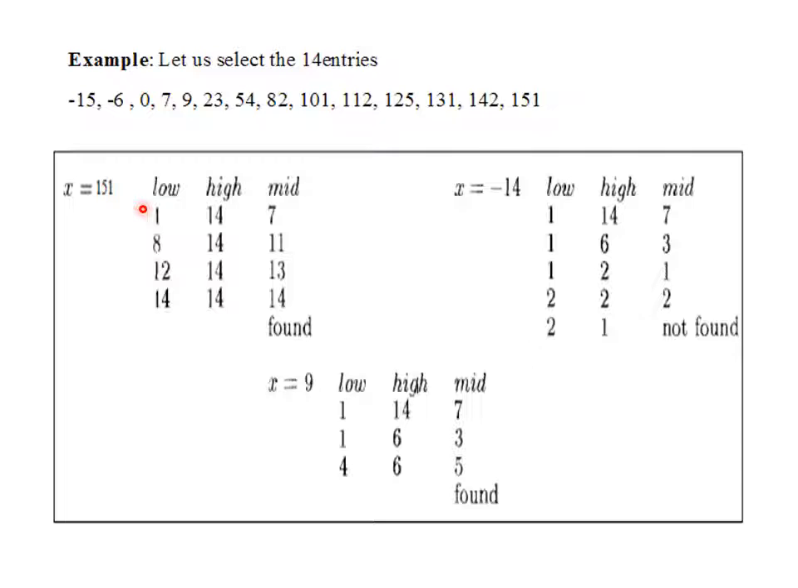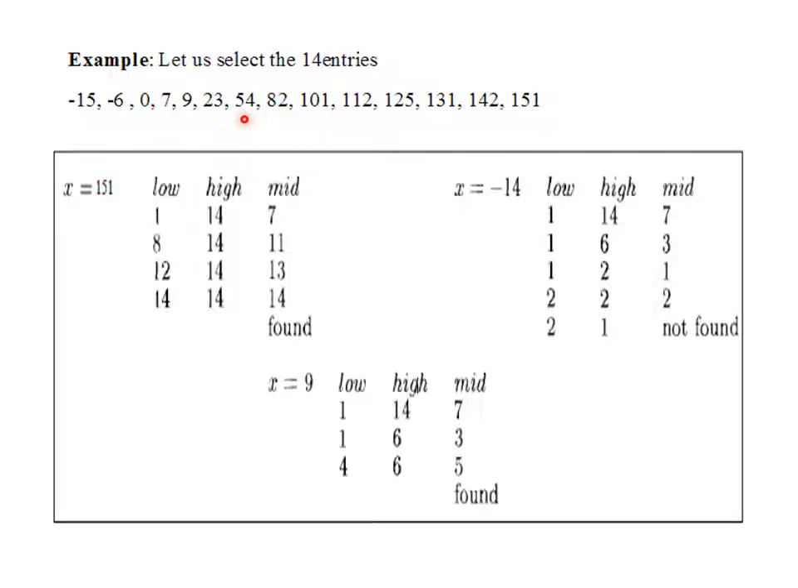151. So initially low is equal to 1, high is equal to 14, because it is starting at 1 and 14. 1 plus 14 divided by 2 is how much? That is equal to 7, because mid is an integer. So we are checking the seventh value, 1 2 3 4 5 6 7. The seventh item is equal to 54. So 54 is not equal to 151.